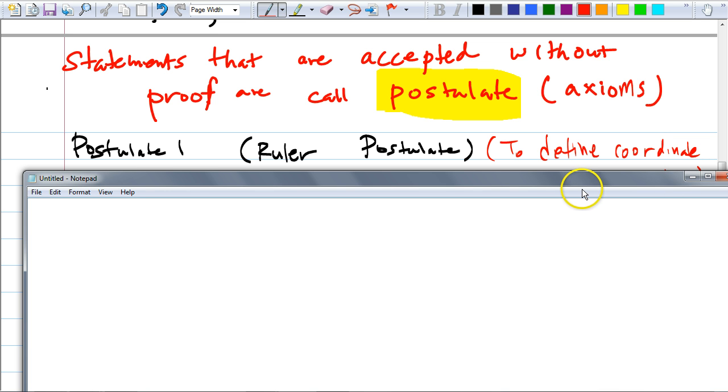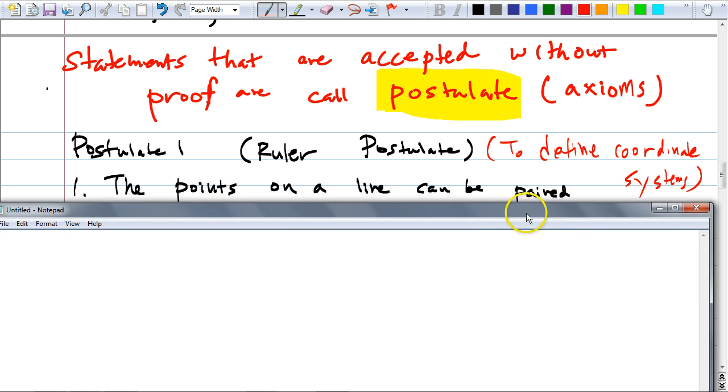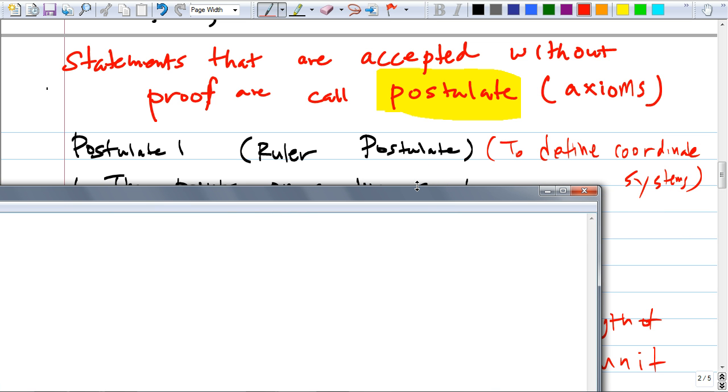Okay, so anyway, the whole point for this ruler postulate, just keep this in mind. We want to determine a coordinate system. Right now, we're not even talking about 3-dimension or 2-dimension.